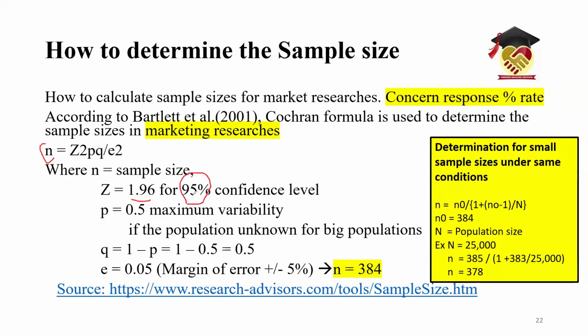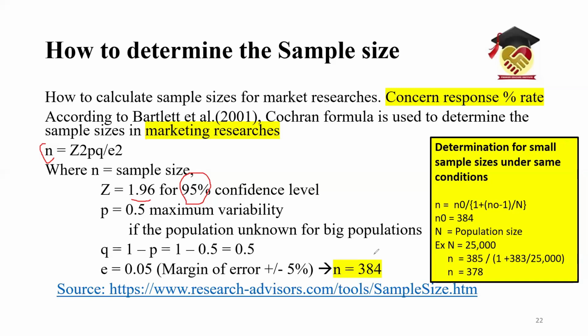But for doctors, it should be 99, then they will get another value. This is the maximum variability. That means if you have big samples, 0.5 is the maximum. So Q is 1 minus P, and if you substitute all these values, you will get 384. So this is how you get this value.